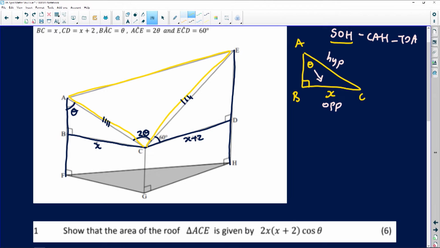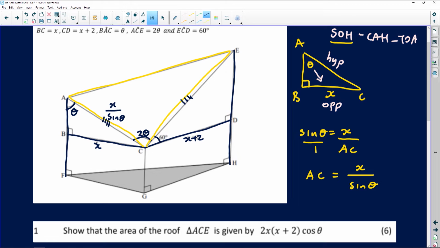So I'm going to say, okay, the sine of theta is given by the opposite side, which is x, divided by the hypotenuse side, which is AC. When you apply cross multiplication, AC is going to come out as exactly x divided by the sine of theta. I now know the length of AC. It's simply going to be x divided by the sine of theta.